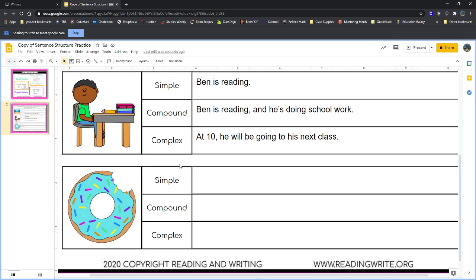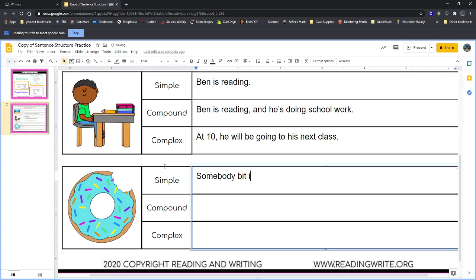Then we have our last picture. What do we see in this last picture? Bailey, what can I see in the last picture? Okay. So what's a simple sentence I could write about the donut? Okay, somebody bit into the donut. Because we don't know who, we don't see anybody. Somebody bit into the donut. Okay, that's a good simple sentence.